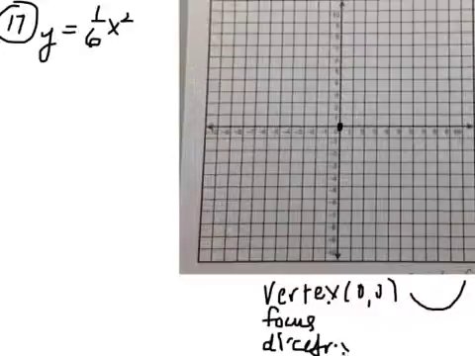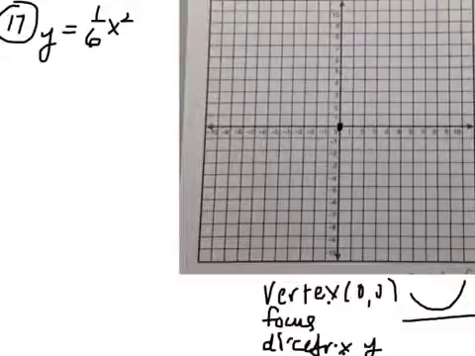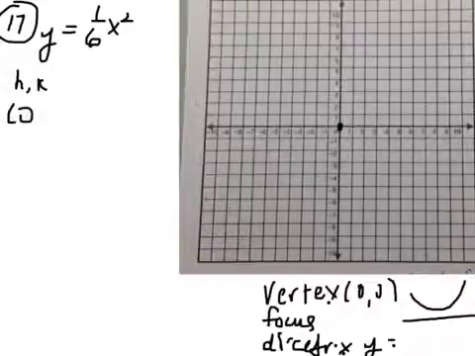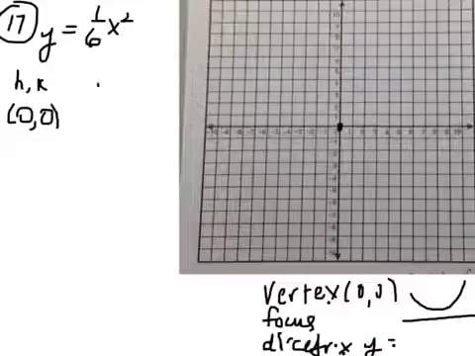Since this thing opens up, it'll look like that. So it's going to be y equals something, okay? Now, what we know is we don't really have a whole lot of values here. We do know that our h and our k is 0, 0 here. That's our vertex. We also have this a value here of 1/6.